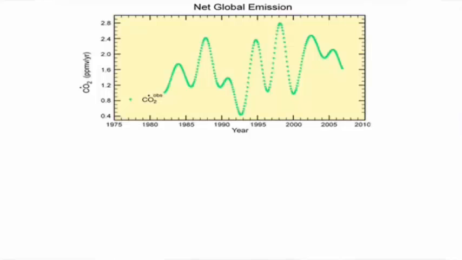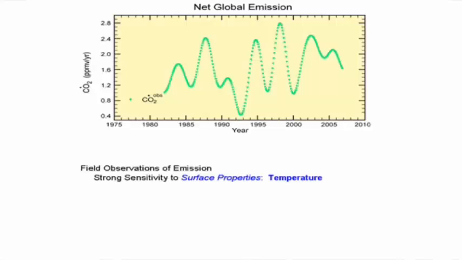In green is net global emission of CO2 from all sources. It has an average of about 1.6 ppmv per year. But between years, it changes by as much as 100%. Local observations of emission, all we have, reveal strong sensitivity to surface properties, especially temperature. The same dependence is manifest in global emission of CO2.